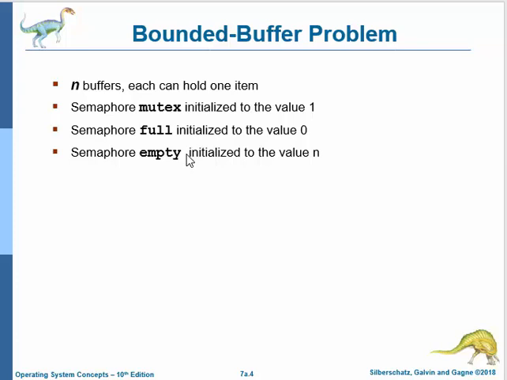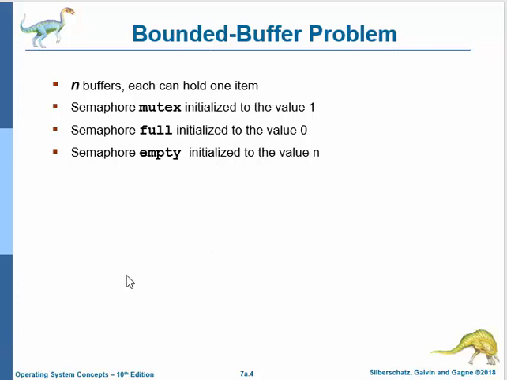In this example, the producer and consumer processes share the following data structure. There is an integer n, which is the number of buffers, where each can hold one item. And then we have a semaphore mutex, which is initialized to the value of 1. And then we have a semaphore empty, which is initialized to the value of n, the number of buffers. And then the semaphore full, which is initialized to the value of 0.